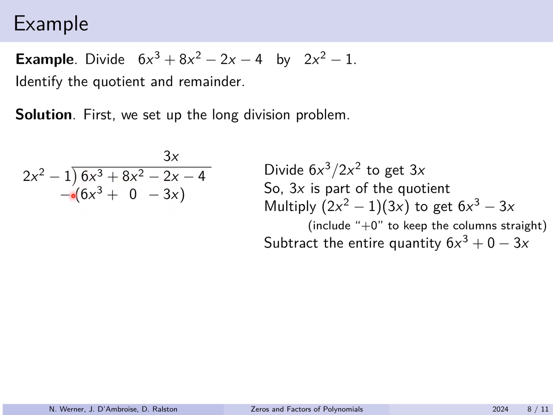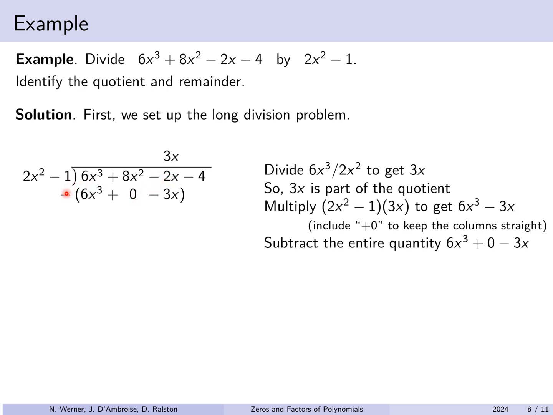So 6x cubed minus 6x cubed is going to be 0. If you're doing this process correctly, you're always going to be canceling out the largest power that remains. Because you started with this divided by that to get this term here, meaning this term here times that one should exactly cancel out that largest power. So every step cancels out the largest power that there is. 8x squared minus 0 is going to be 8x squared.